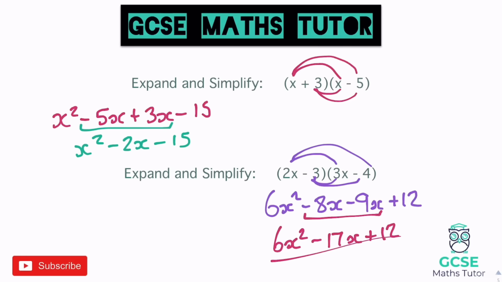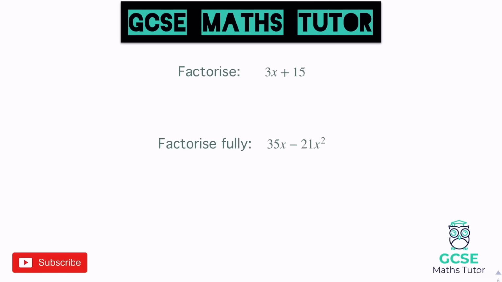Final answer. Okay, so factorising, we're going to take out a factor and put this into brackets. So we'll have a look at both these pieces. 3x and 15. We just think, what number goes into both of those? They both divide by 3. So we're going to divide this by 3.